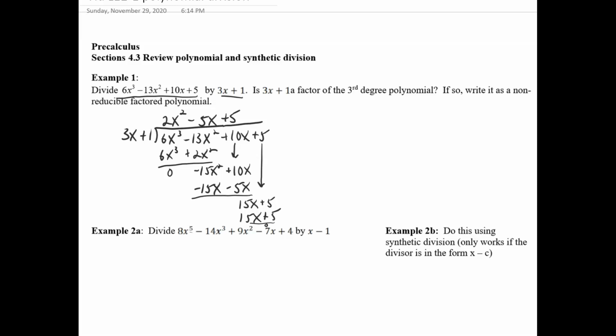And so our conclusion is 3x plus 1 goes evenly into that four-term polynomial, and therefore 3x plus 1 is a factor. Okay, so we can write the original polynomial now in factored form. I'll just write the whole thing. 6x cubed minus 13x squared plus 10x plus 5 is the same thing as 3x plus 1 times 2x squared minus 5x plus 5.